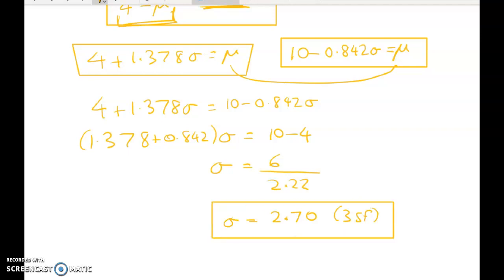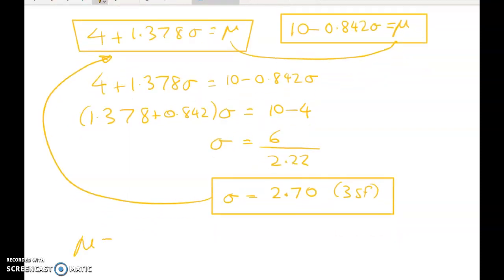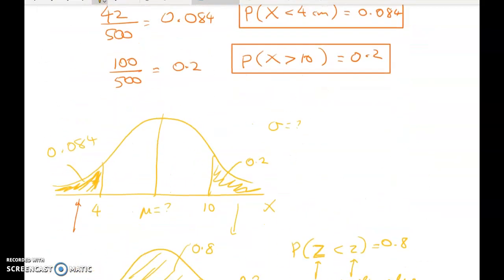And from here, we're going to substitute it back in, and we can get mu into here. Right, so mu is equal to 4 plus 2.70 times 1.378 because of the formula that I worked out. And that gives me a mu value of 7.72 to 3 significant figures. Right. Now, before we go any further, we should just go back up to the graph and see if that all makes sense. So let's have a look.